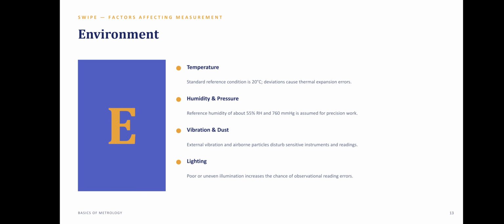Humidity and pressure: reference humidity of about 55% RH and 760 mmHg is assumed for precision work as an assumed value. Vibration and dust means external vibration and airborne particles disturb sensitive instruments and readings. For lighting, poor or uneven illumination increases the chance of observational reading errors.